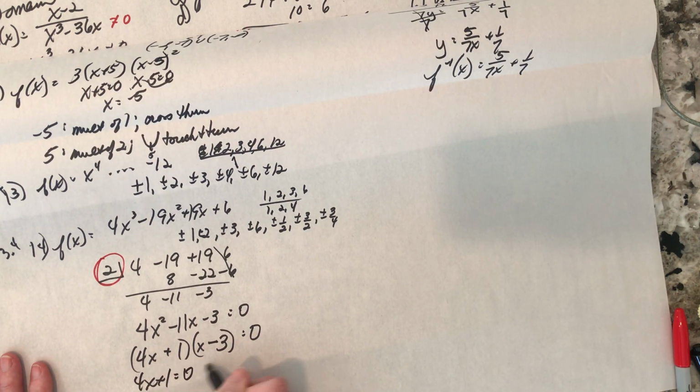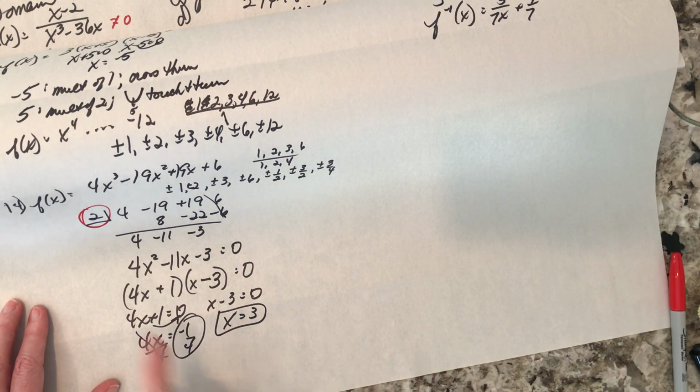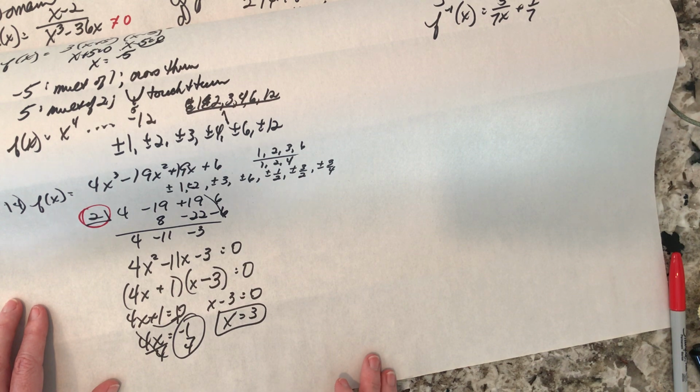4x plus 1 equals 0. x equals 3. There's another one of our zeros. And then move the 1 over and divide by 4. So there's our other zero. So negative 1/4 and a positive 3 and the 2. We've got 3 zeros there.